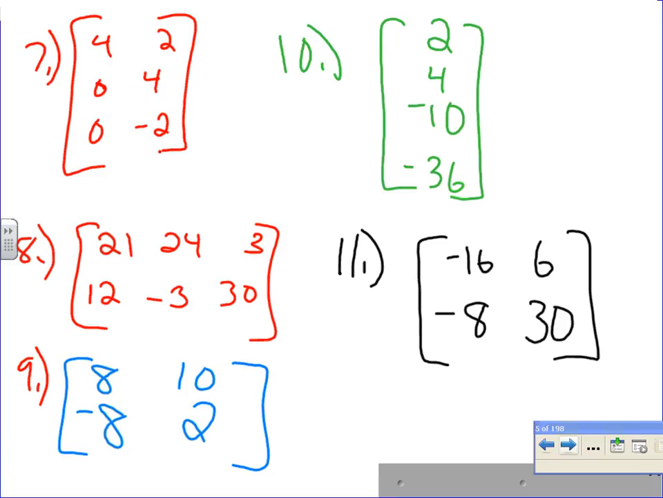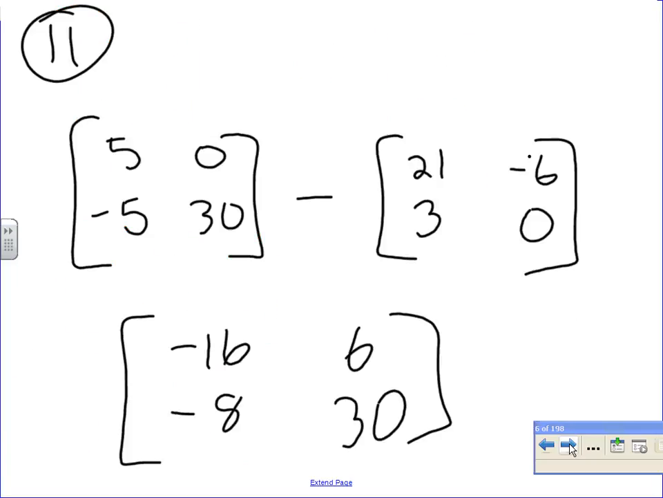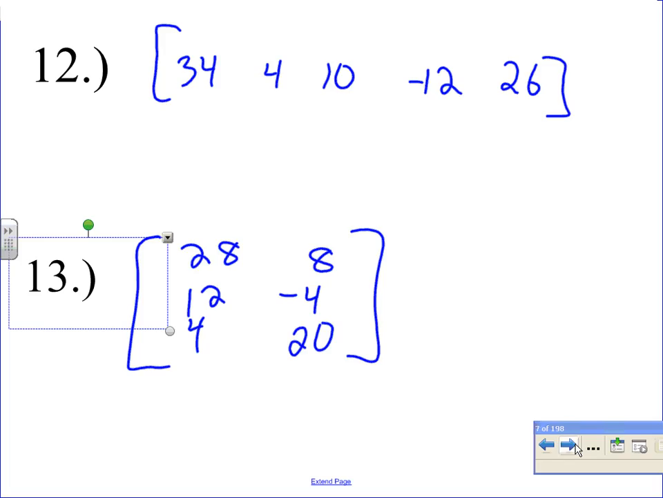Who would like to tell us 12 while we're waiting here for a second? Emma H, 12. Great job. 13 should be 28, 8, 12, -4, 4, 20. Mary?